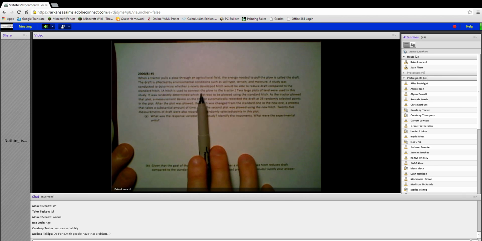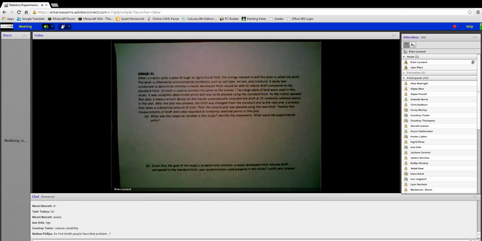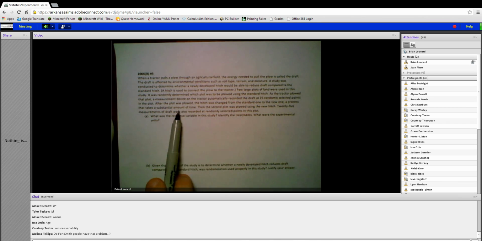Okay? So 2 large plots of land were used in this study. It was randomly determined which plot was to be plowed using the standard hitch. As the tractor plowed that plot, a measurement device on the tractor automatically recorded the draft at 25 randomly selected points. And after that was plowed, the hitch was changed from the standard to the new one, and it says that's a process that takes a substantial amount of time. And then they use the second plot on the new hitch.